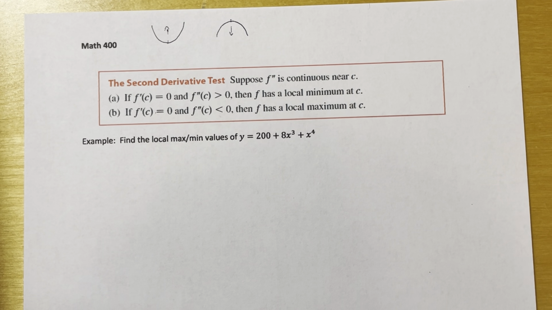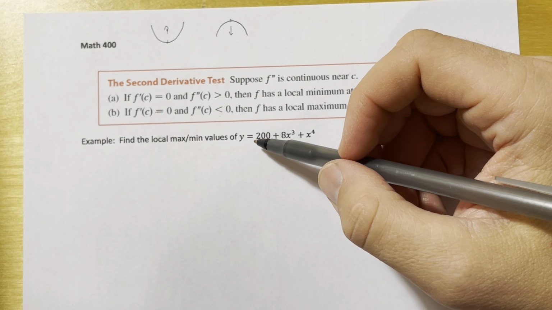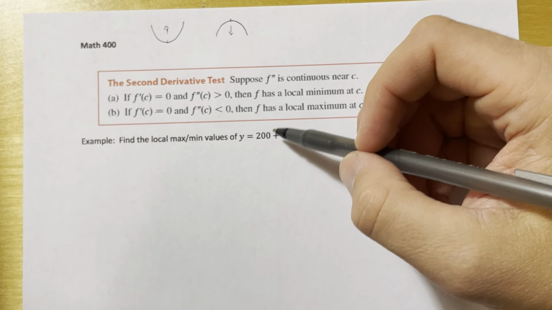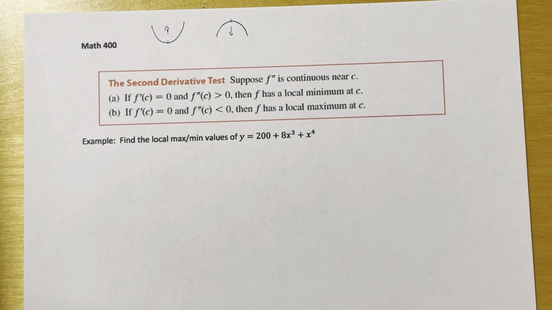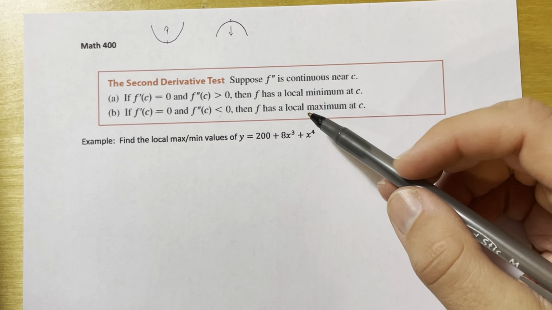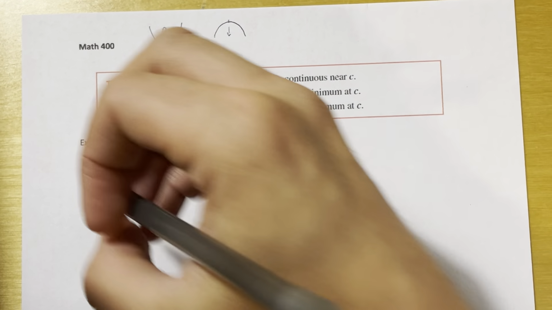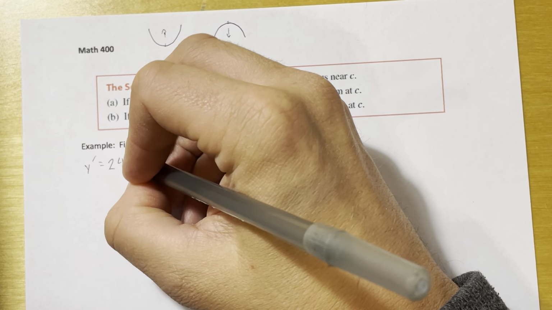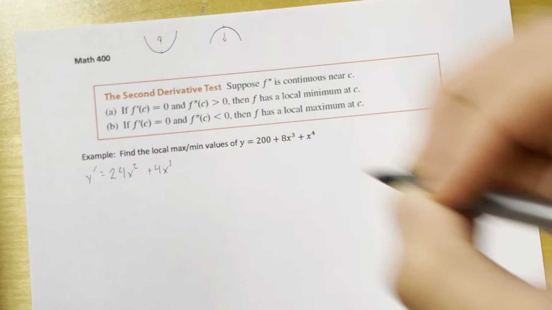So what I want to do now is find the local maximum and minimum values of y equals 200 plus 8x cubed plus x to the fourth. So in order to do that, what we need to do is find the first and second derivatives. So what is the first derivative of this function? Y prime is equal to 24x squared plus 4x cubed.